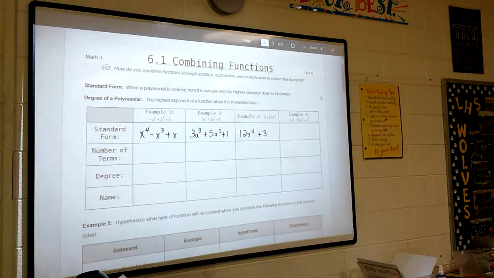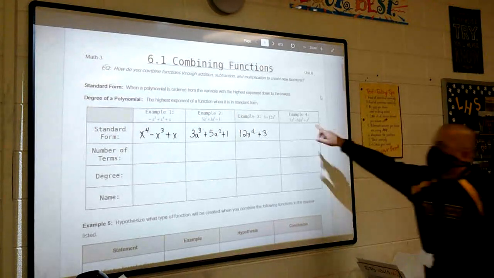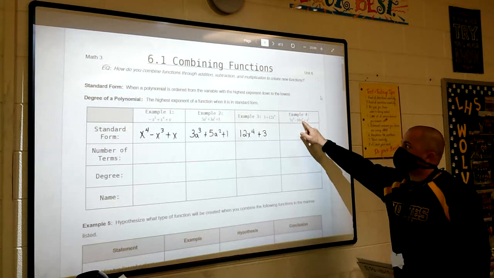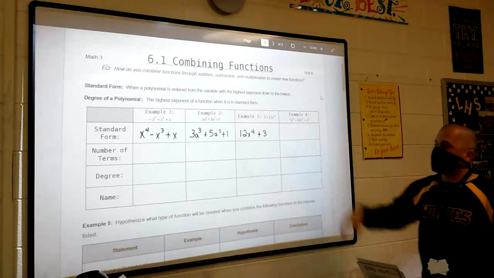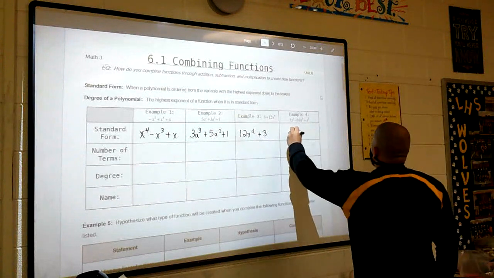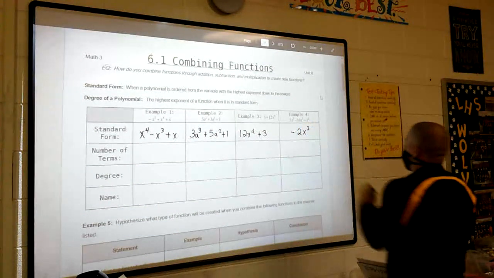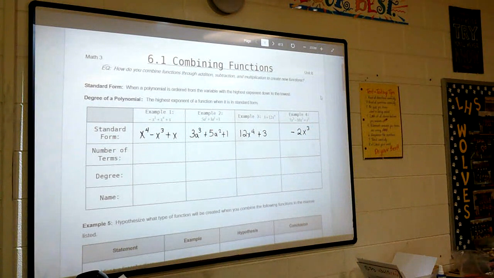Now in example 4, it's kind of a trick problem. All three of them in example 4 have x to the third power. So you actually can reduce example 4 into just one thing. So 7x to the third minus 10x to the third, that's 7 minus 10, that's negative 3, plus 1x to the third, that's negative 2. So it really should just be negative 2x to the third. So you're able to just reduce that into one term, one thing.